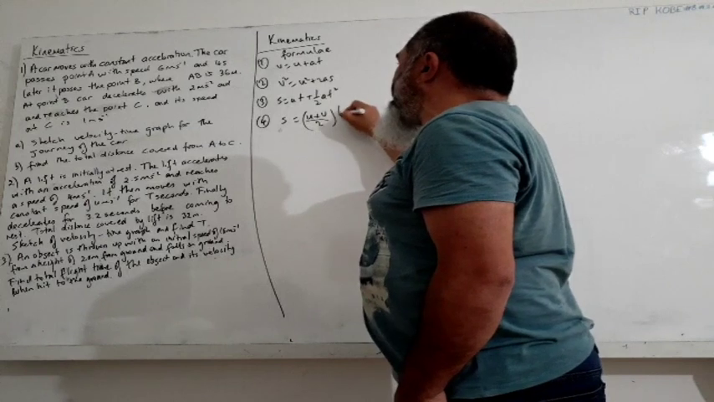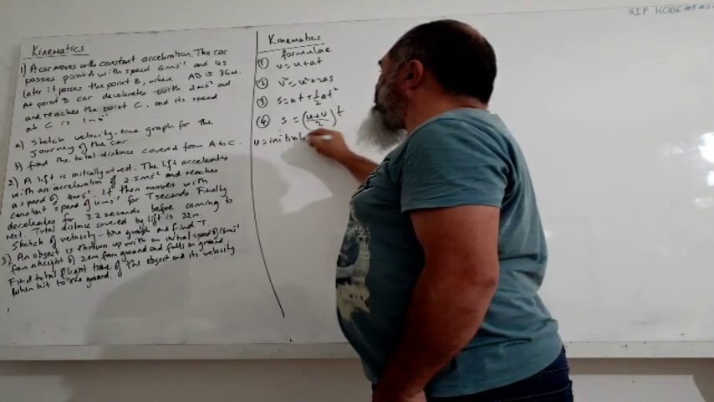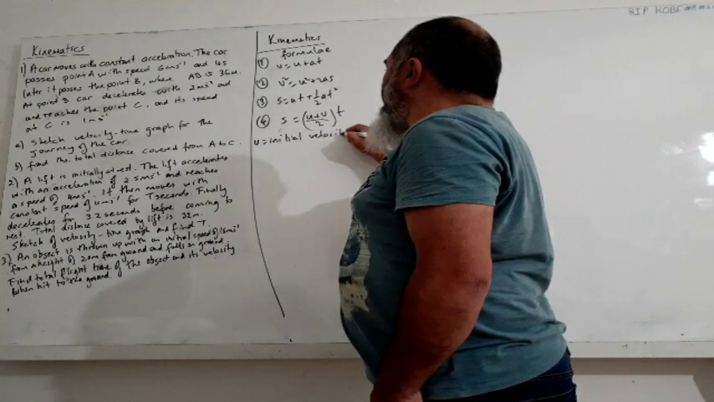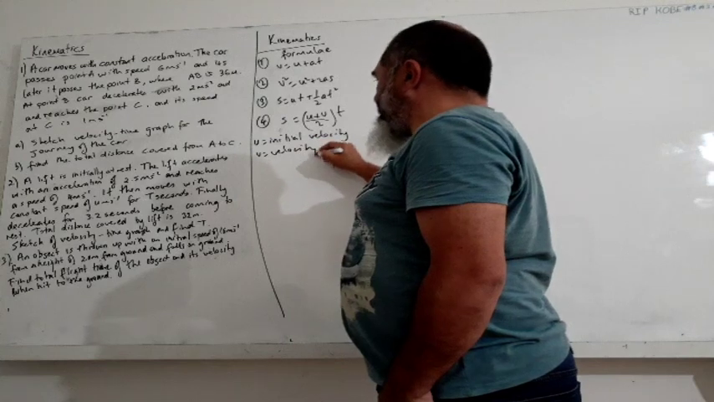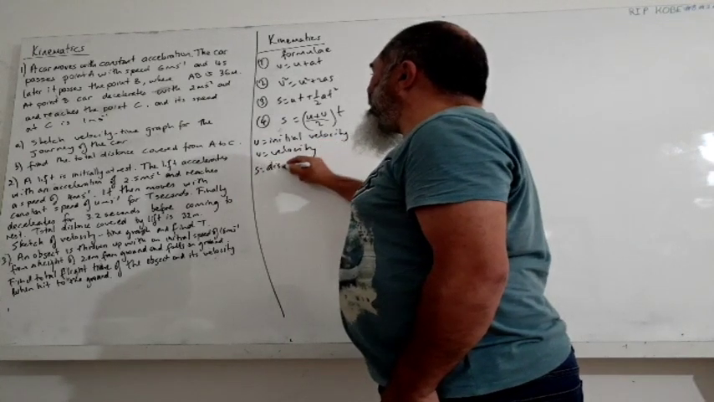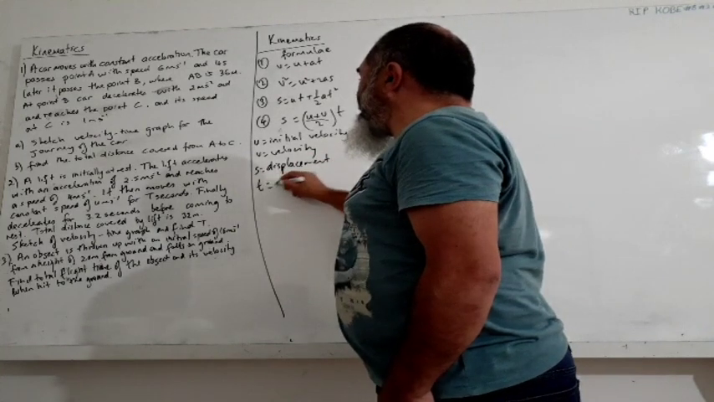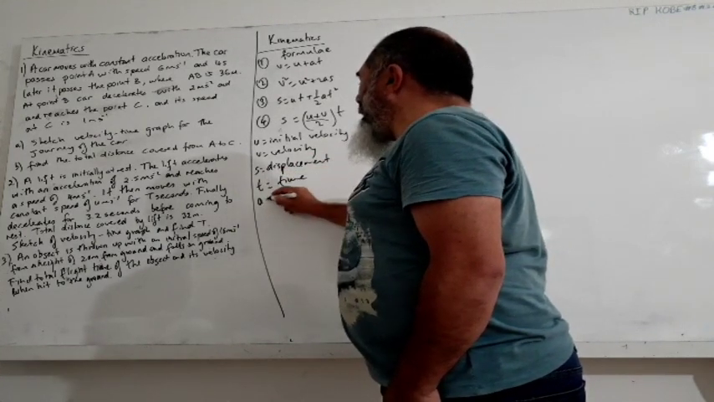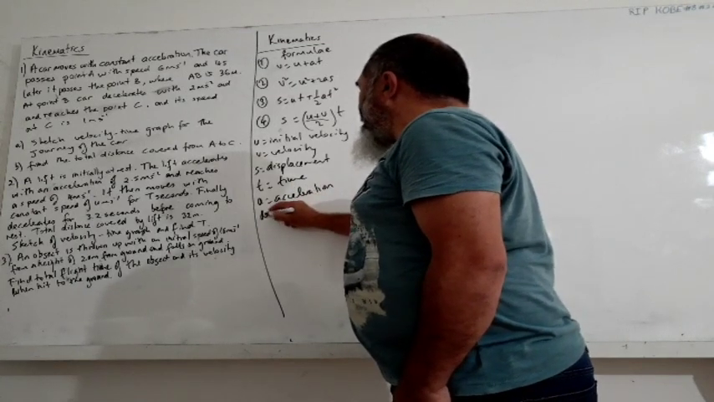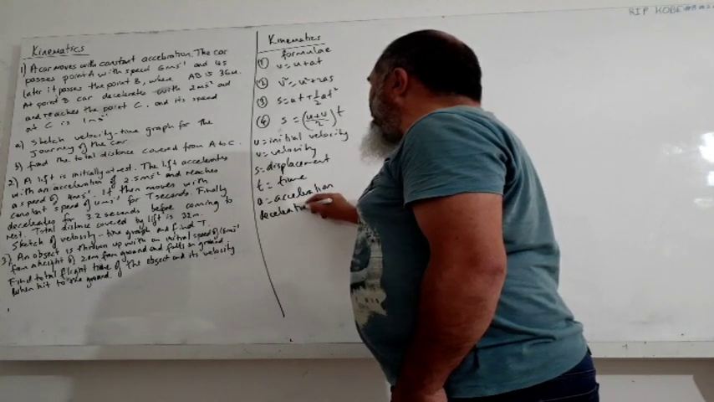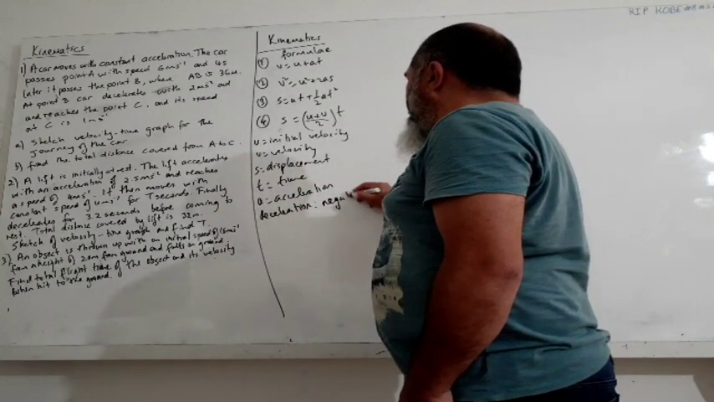Here U is initial velocity, V is final velocity, S is displacement, T is time, and A is acceleration. Deceleration is negative acceleration.